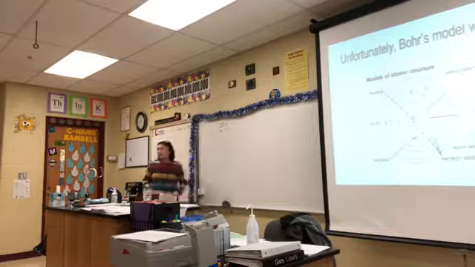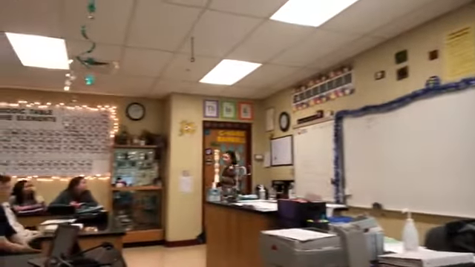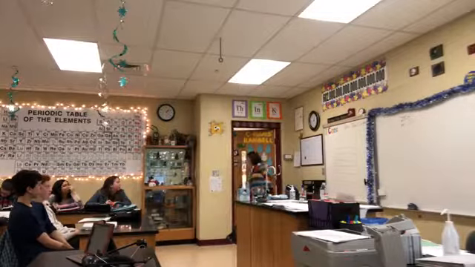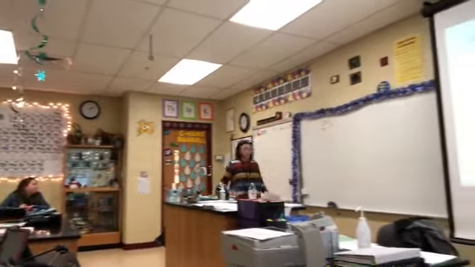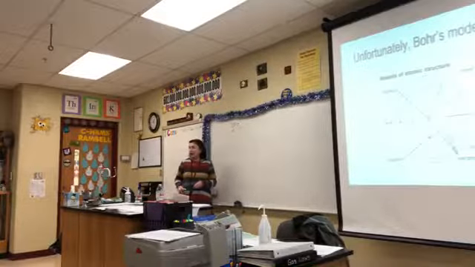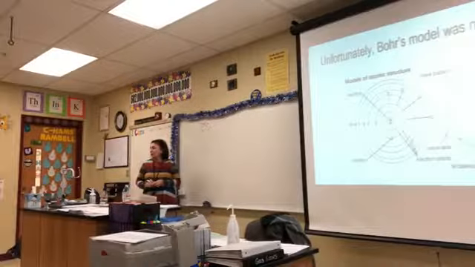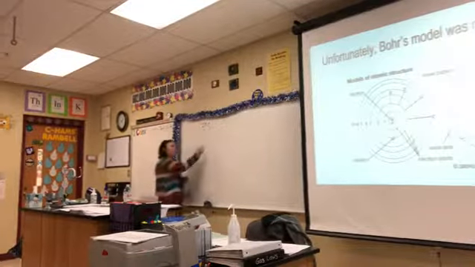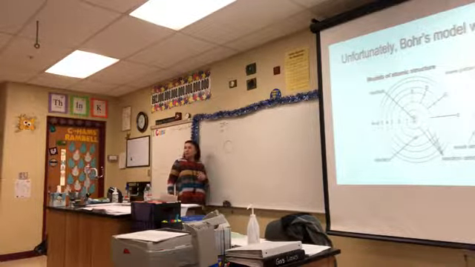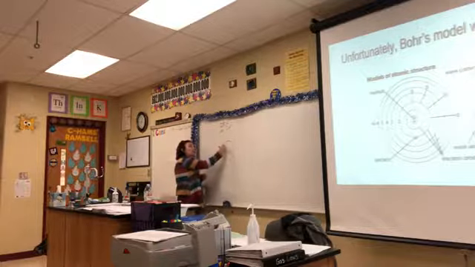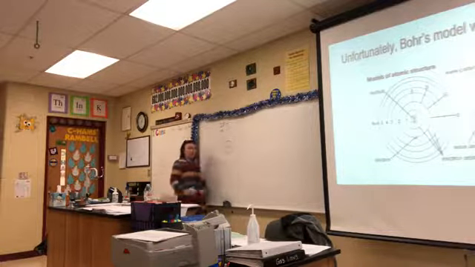what's the first thing I do? So what's the first thing I do to draw my Bohr diagram? Put my protons in the nucleus. Good. How many go in the nucleus? 14. So 14 protons go in the nucleus.